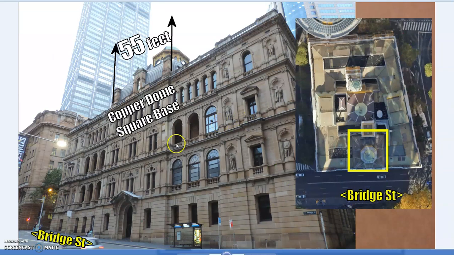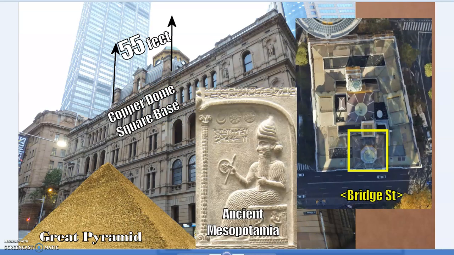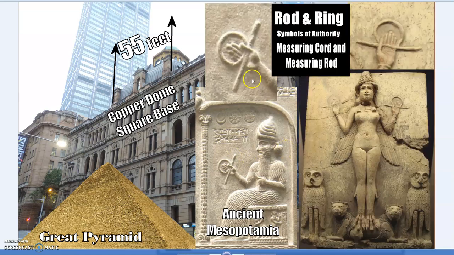So the Department of Lands building, the main copper dome, which has a square base, 55 feet in diameter, so it's your link to 55, but will connect to the Great Pyramid, also ancient Mesopotamia and Babylonian specifically, but this would also apply to the Sumerian units of measurement. And so this symbol, the rod and the ring, various understandings of it, but one of the primary understandings is that it's a measuring cord and a measuring rod.